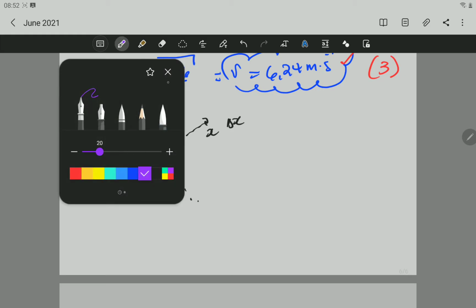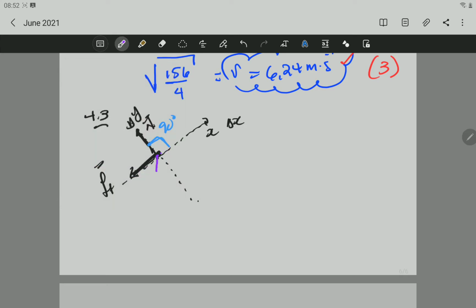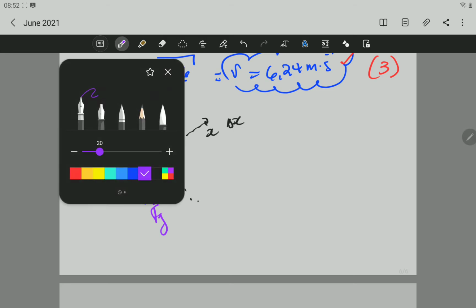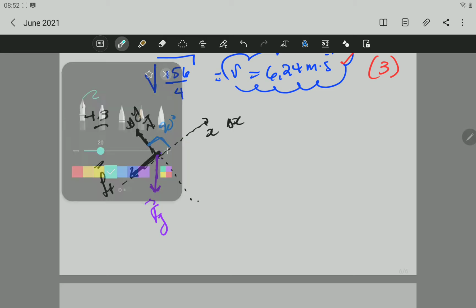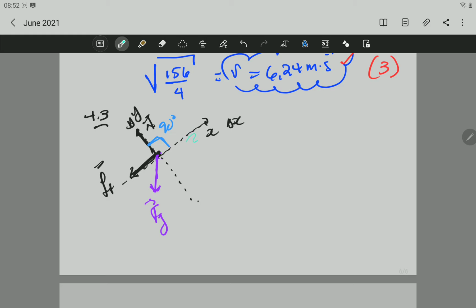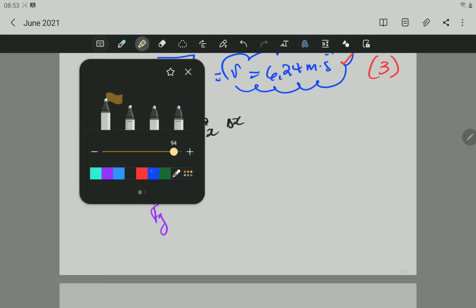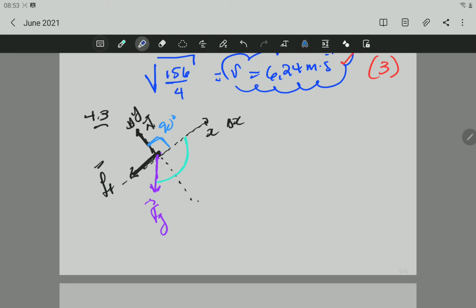And then the other force is the gravitational force. Remember, gravitational force is straight down. Okay, if you want, you can draw the components of the gravitational force. However, it's not going to be needed right now because we are not dealing with Newton's law. Now, the angle between the displacement and the gravitational force is all this one. This is the angle between the gravitational force and the displacement.